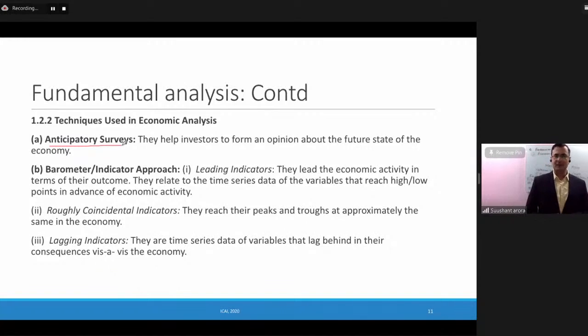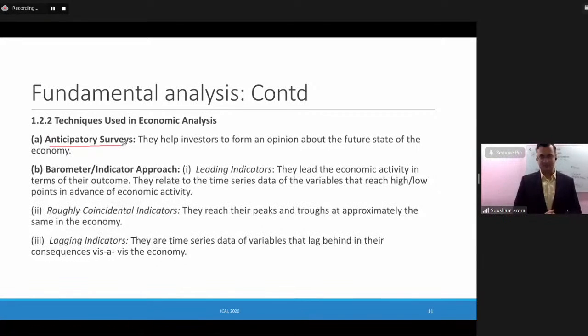Second is very simple. We have a barometer or indicator approach, which is called the indicators, having three types: leading, lagging, and coincidental indicators. They tell us how the economic activities are going on, at the high and low points of the economic activity. And there are some coincidental indicators. Sometimes something reaches the peak level and the trough level. What is the trough level? The bottoming out. What is the peak level?